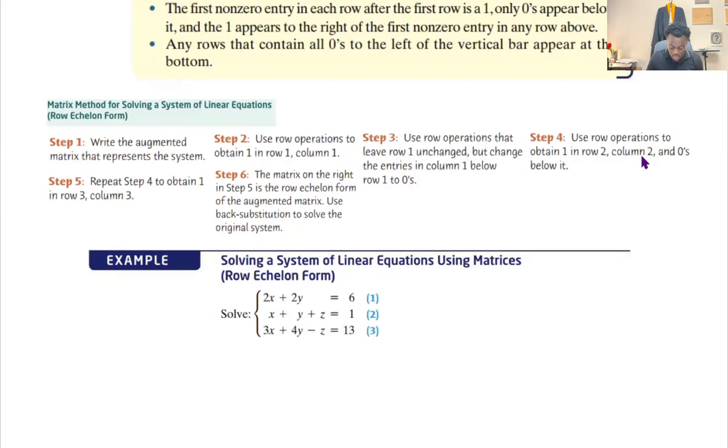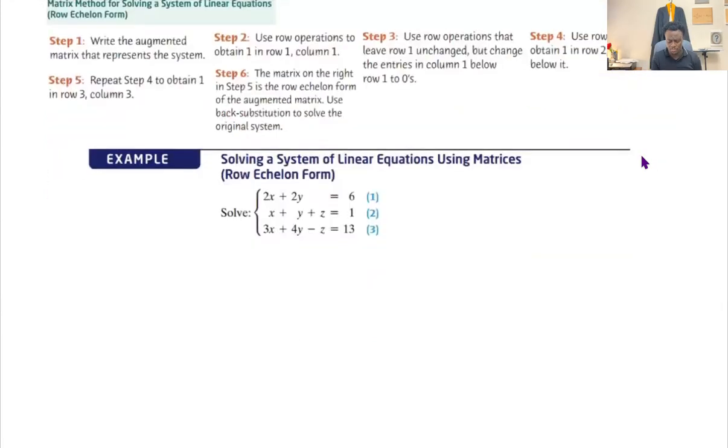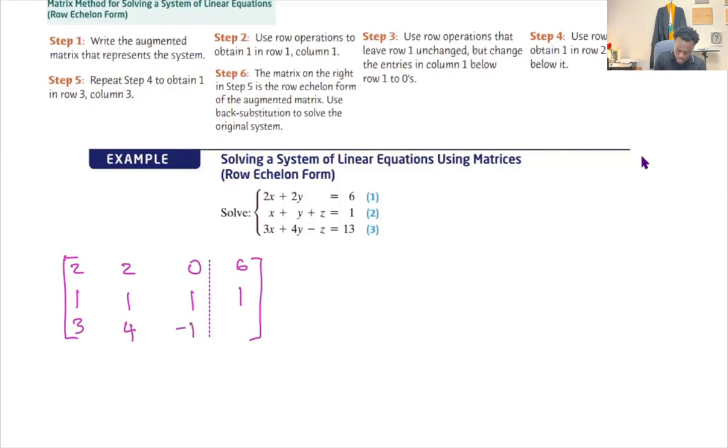So let's see what we see in this example. First, we're going to start writing the augmented matrix for this system. So that's going to be 2, 2, 0, dotted line here so we can separate this, and then we got 6 over here. All right, so that's the first thing that we do. And let's deal with the second one. So that's 1, 1, 1, 1. That's pretty nice. And 3, 4, -1, and 13.